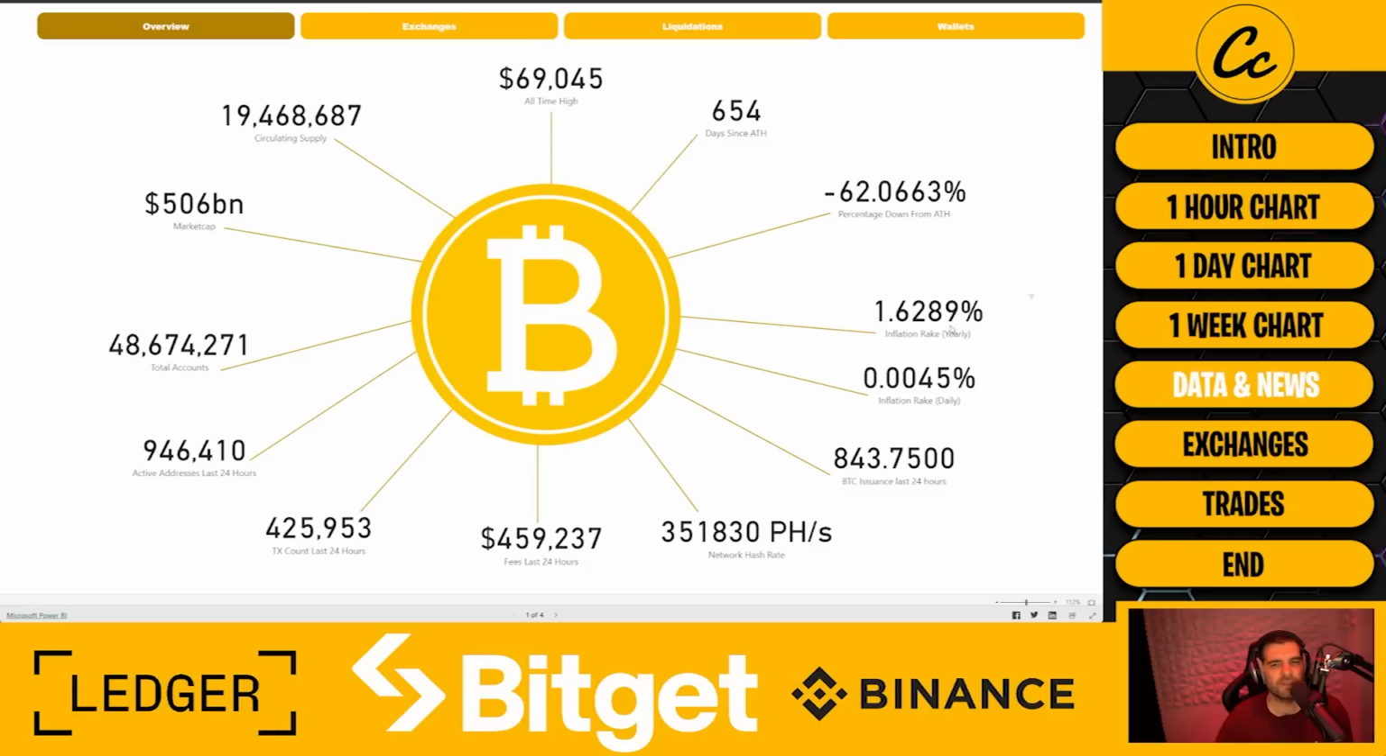It shows you things like the inflation rate. So it's 1.62% yearly. 843 Bitcoin was mined in the last 24 hours, right? So one of the most important things that we need to consider is what drives price. What drives price is the imbalance between supply and demand. Okay, if you've got more supply than you have demand, then price goes down. And if you've got more demand than you have supply, then price goes up, right? Very, very simple. And nothing else really matters. If you just focus on those two things, you'll understand the markets very, very well.